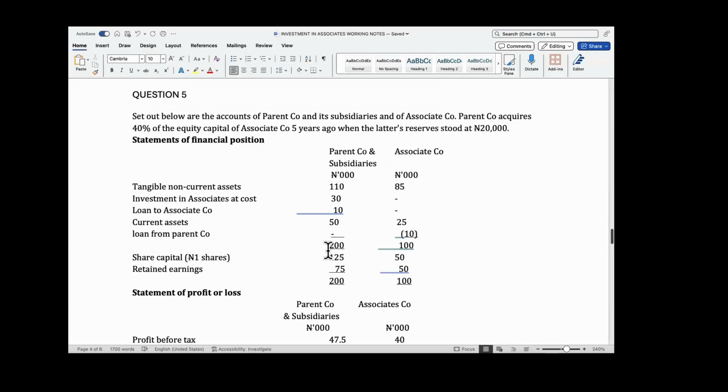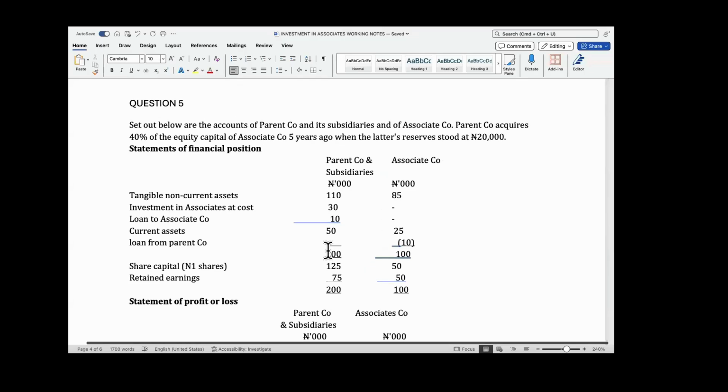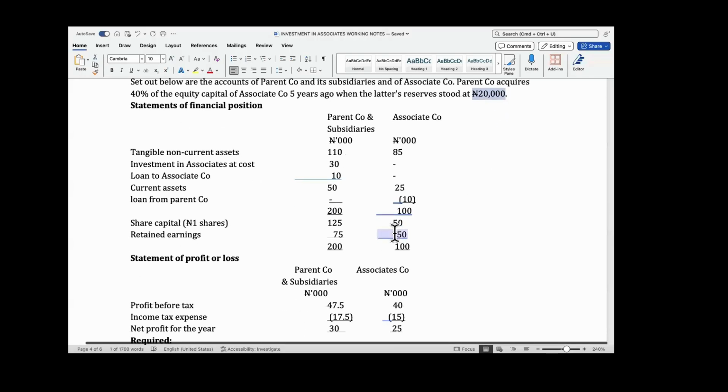So the point here, I can see that I have 40% holding in the associate, and I bought it 5 years ago, when he only had a reserve of 20. Now my guy has a reserve of 50. Good, he has done well for himself. He has made additional 30,000 profits. Not bad.